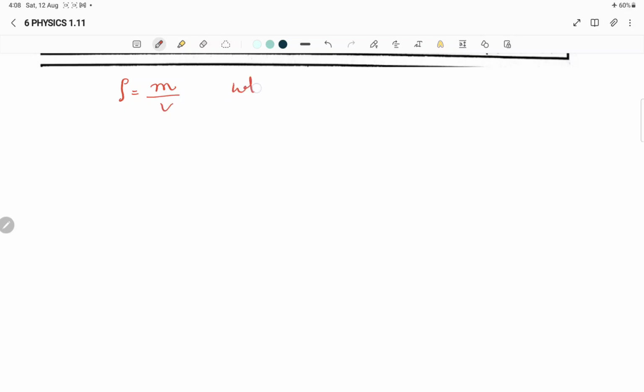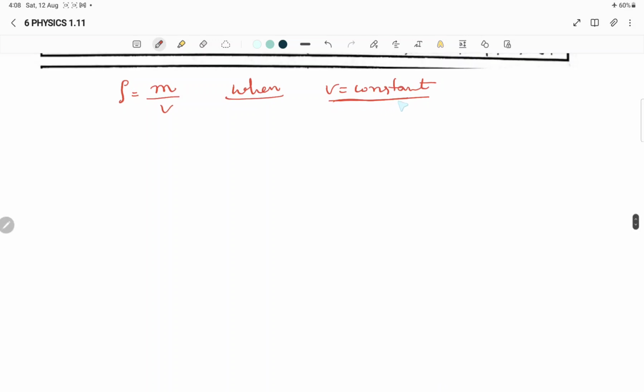Here, in the first case, v is constant, which means volume does not change. For example, I am explaining with one example. I am taking two containers. Two containers have the same size and same volume. The first container is filled with water and the second container is filled with sand. Which container has higher mass? Obviously we can say the container with sand has greater mass compared to the water. That's why when v is constant, it means the size of the container is constant. Now v is constant.